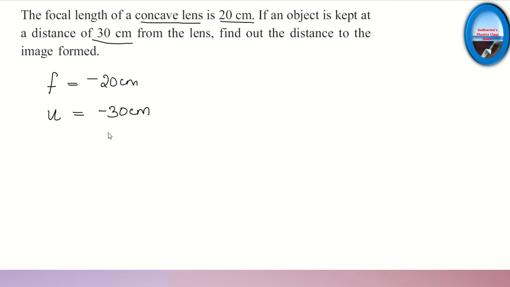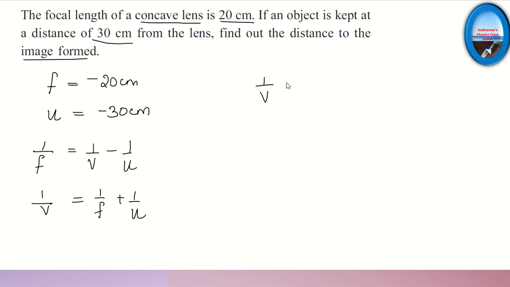Now find out the distance of the image formed. Now let's write the lens formula. 1 by f is equal to 1 by v minus 1 by u. So what is to be calculated? Distance of the image formed. That means image distance has to be found out. So I'm going to take 1 by v to one side. So that's going to be 1 by f plus 1 by u. So substituting the values with proper sign, 1 by v is equal to 1 by minus 20 plus 1 by minus 30. So each and every step is important.